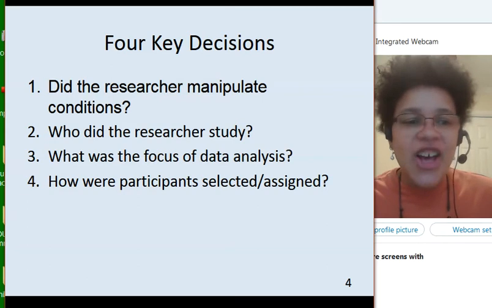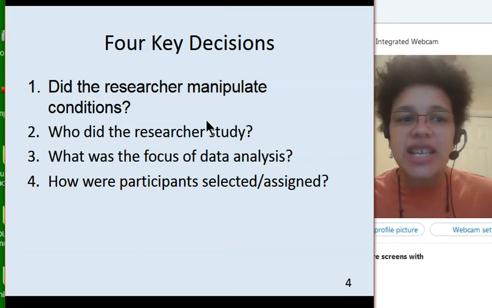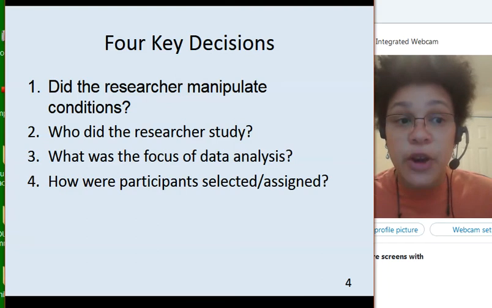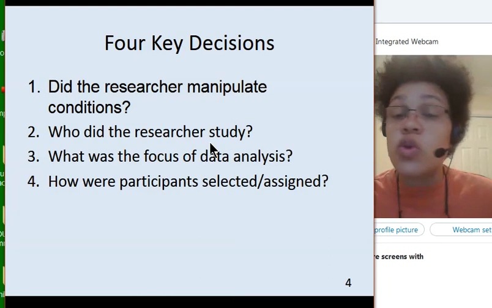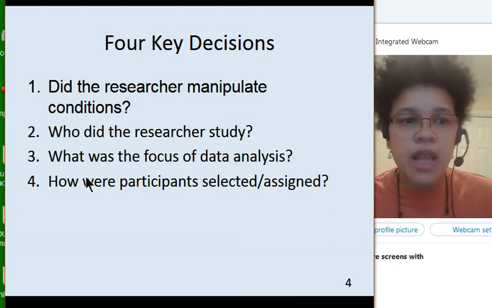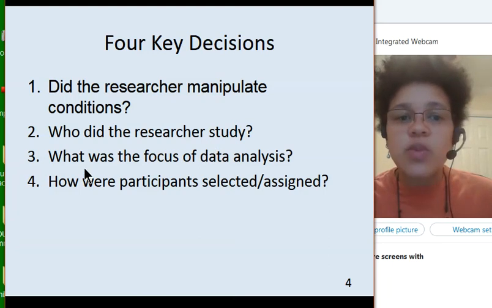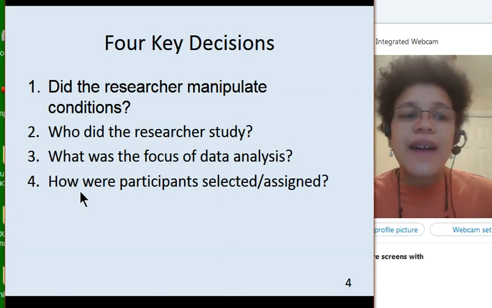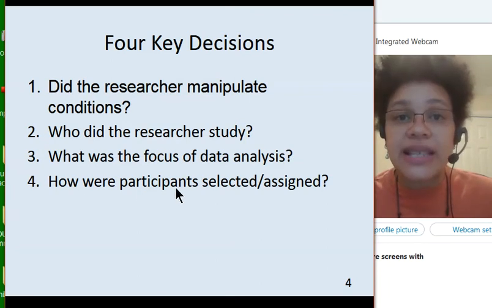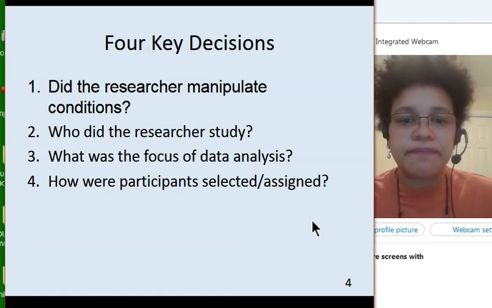Okay, so the first key decision is: did the researcher manipulate conditions? In other words, did the researcher perform an experiment? The second key decision was who the researcher chose to study. The next key decision was what the focus of the data analysis was. And finally, how were participants selected or assigned?